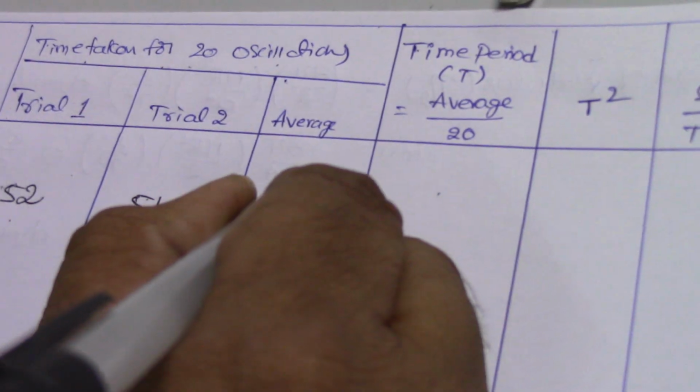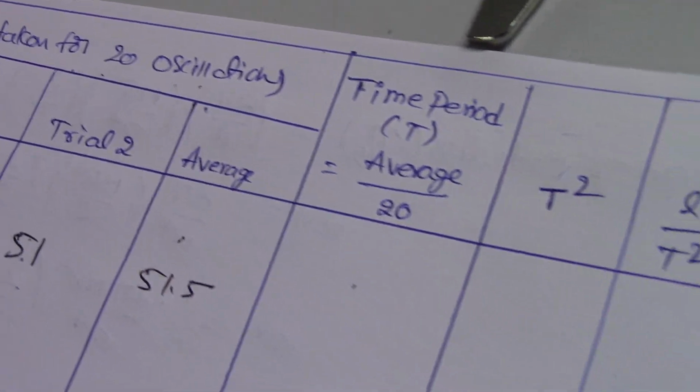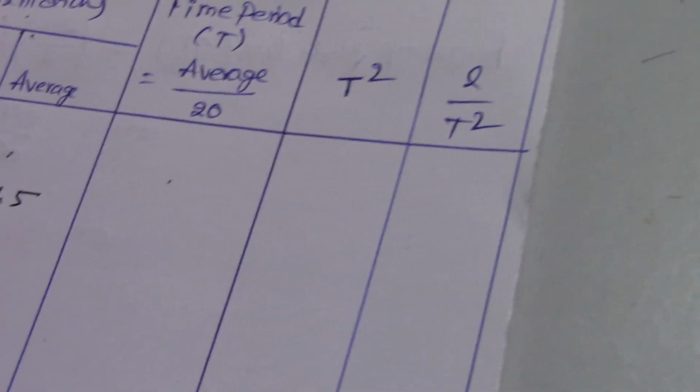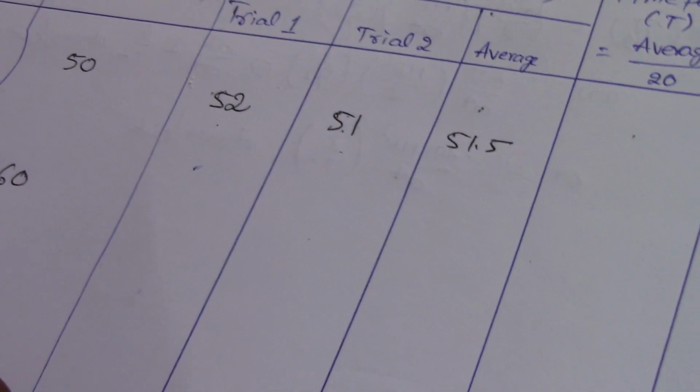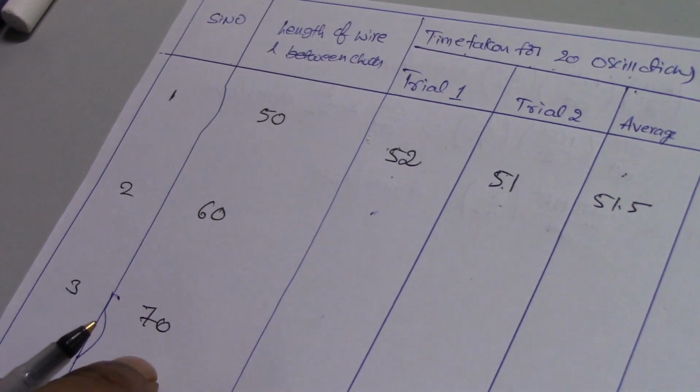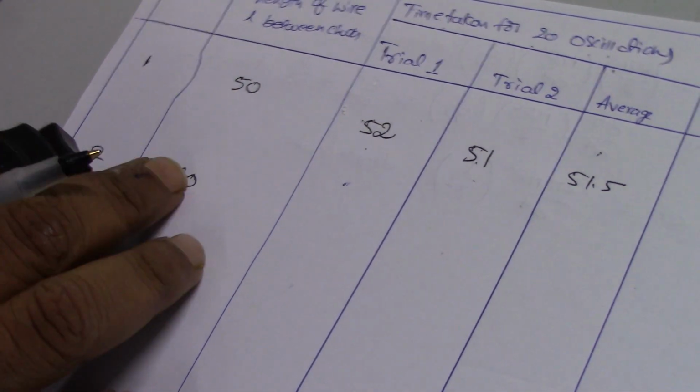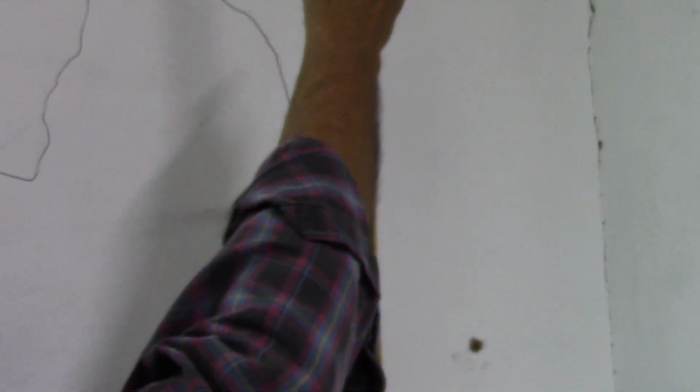So the average becomes 52 plus 51 divided by 2, which is 51.5. So this is the time taken for 20 oscillations. Similarly you calculate the time taken for 20 oscillations for 60 centimeters of the length of the wire and 70 centimeters. How to set it? Let us see.